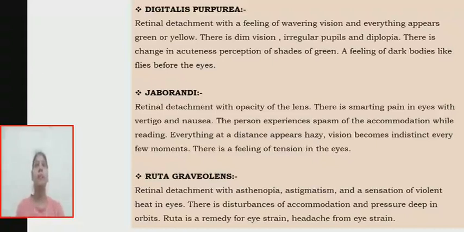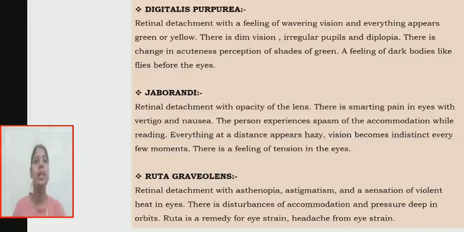Digitalis purpurea. Retinal detachment with a feeling of waving vision and everything appears green or yellow. There is dim vision, irregular pupil and diplopia. There is change in acuteness, perception of shades of green, a feeling of dark bodies like flies before the eye.